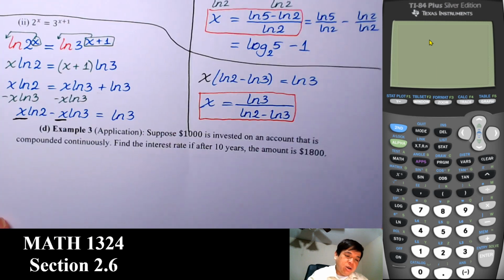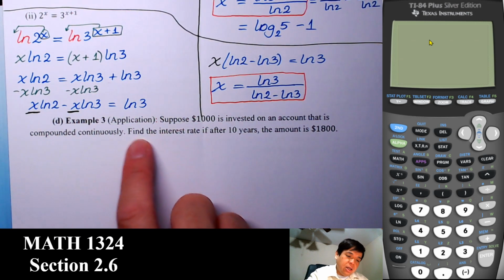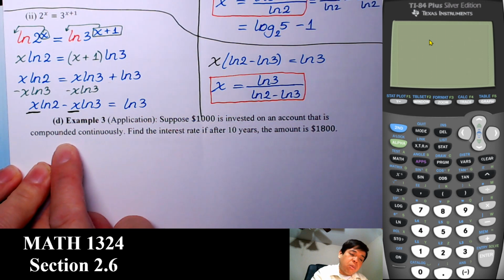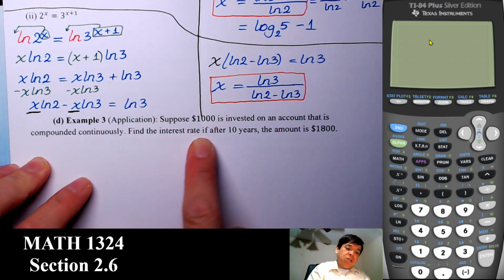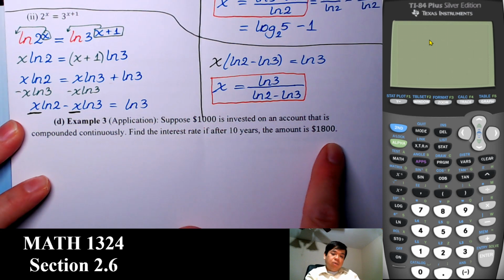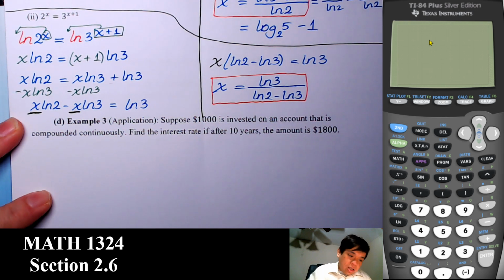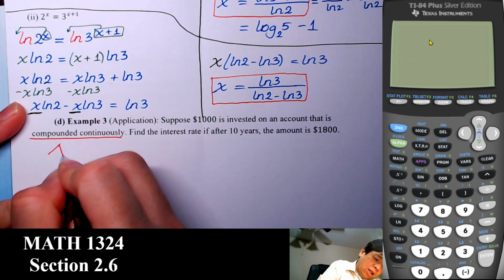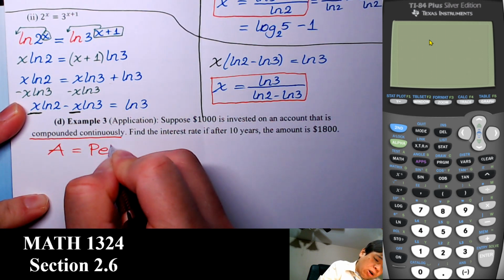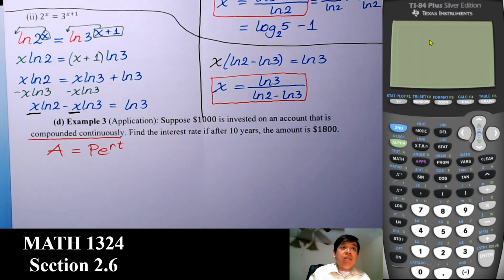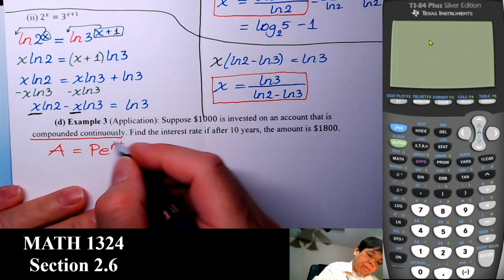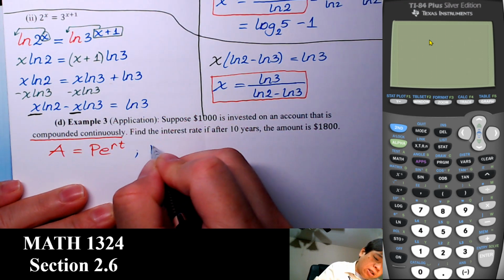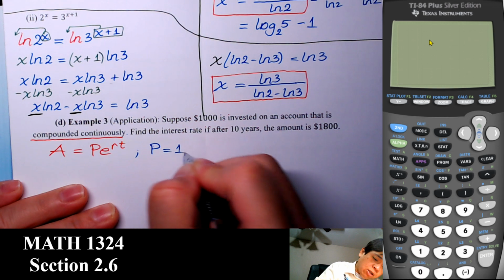Right. Let's look at some application. Suppose that $1,000 is invested in an account that is compounded continuously. Find the interest rate if after 10 years the amount is $1,800. So this is continuously compound interest, which is A equal to P e to the RT. Now let's just write everything we have from the problem. Suppose $1,000 is invested. So that is the principal of $1,000.